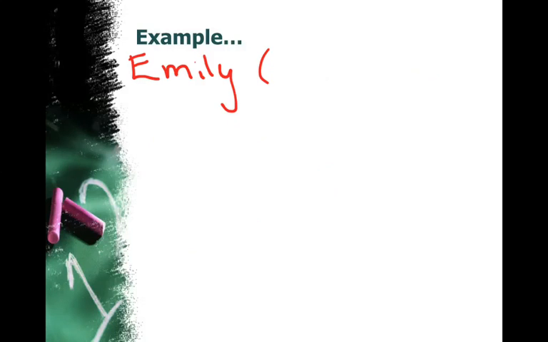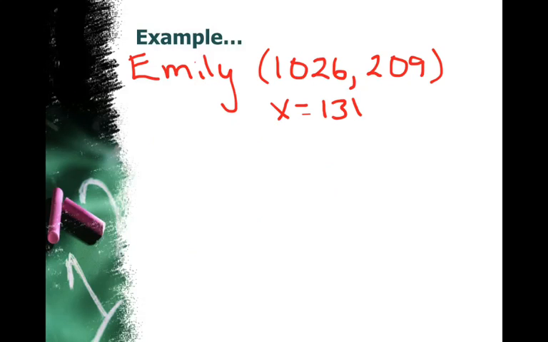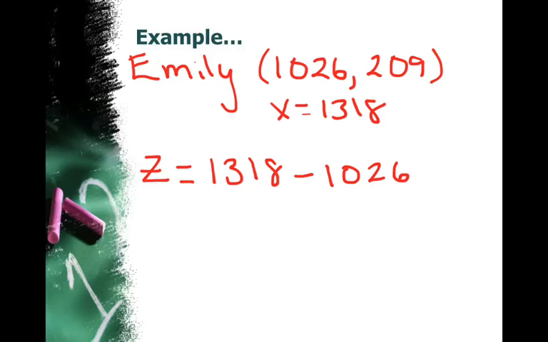For the SAT, the mean is 1026. The standard deviation was 209. And Emily scored a 1318. And so there's your x. And so to find her z-score, you're going to have z equals 1318 minus the 1026, the mean, divided by the standard deviation, 209.